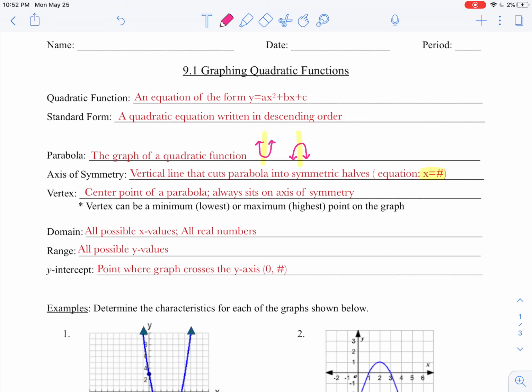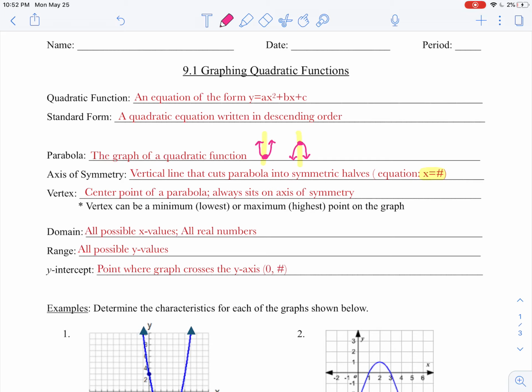When you graph a parabola, you'll also see that we always have a central point. That's called the vertex of the parabola. It's either down at the bottom, the minimum or lowest point, or up at the top, the maximum or the highest point. The vertex always sits on the axis of symmetry. Again, it's the middle point of your graph.